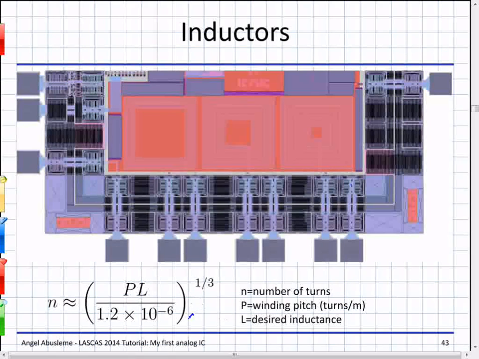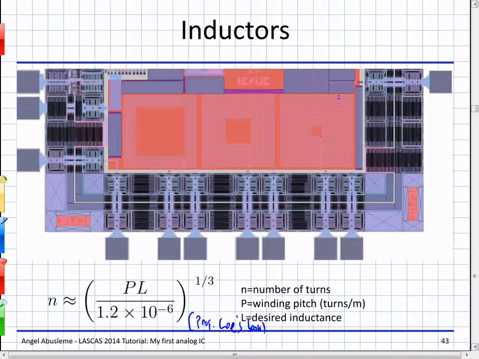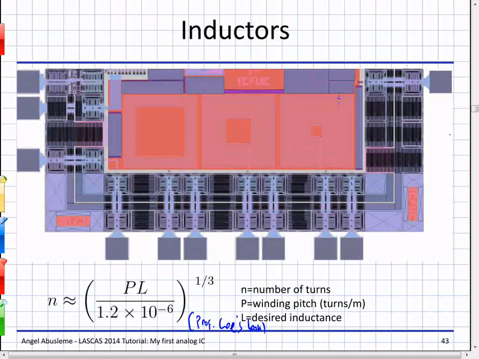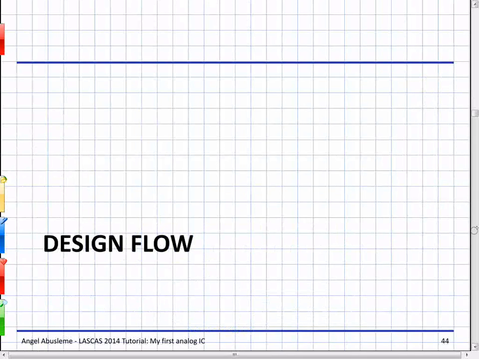And this equation comes from Professor Lee's book. This is basically what number of turns we want for a certain inductor. This is the winding pitch, which is turns per meter, and then L is the desired inductance. There's many more design equations like this for different shapes of inductors. This is a basic square inductor.